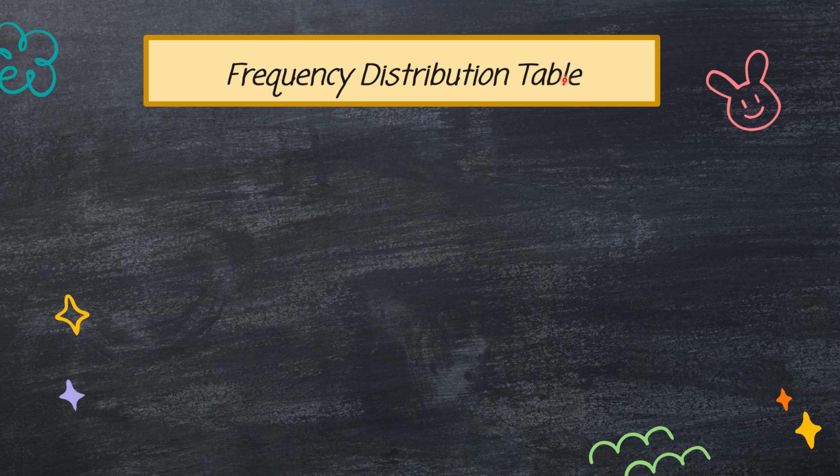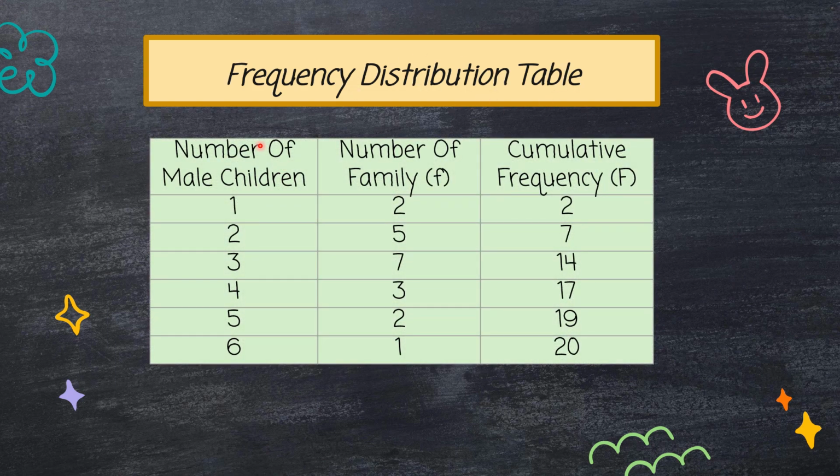Frequency distribution table. Here is the frequency distribution table of the example. The table lists the number of male children as the class, the number of families as frequency, and cumulative frequency that we use to construct an ogive. For example, there are 2 families that have 1 male child only, and 3 families that have 4 male children.